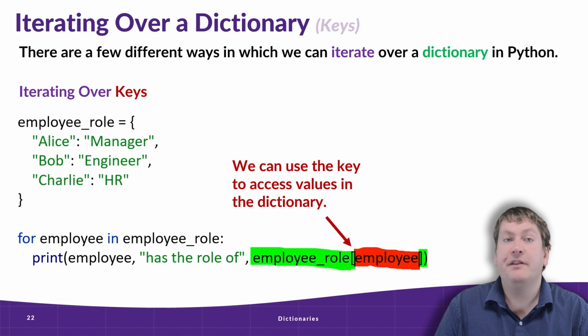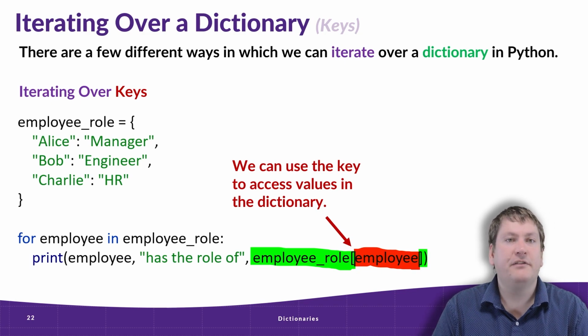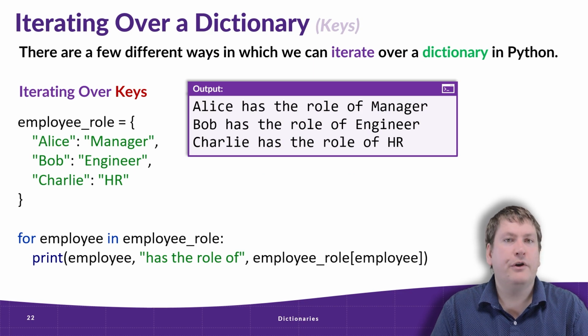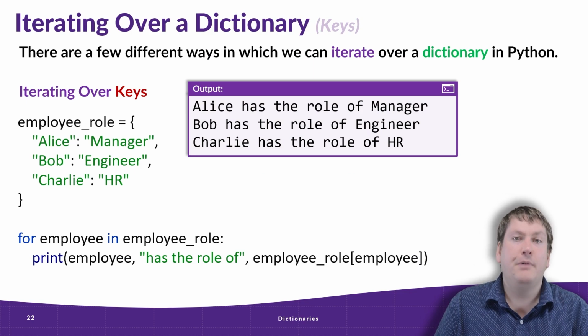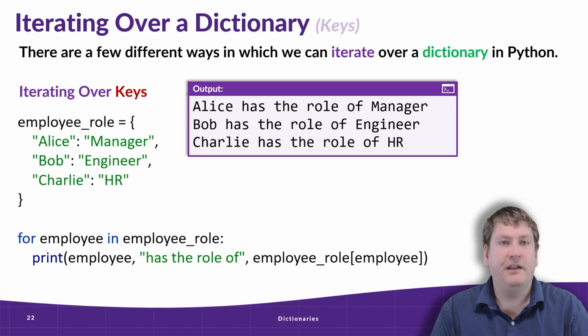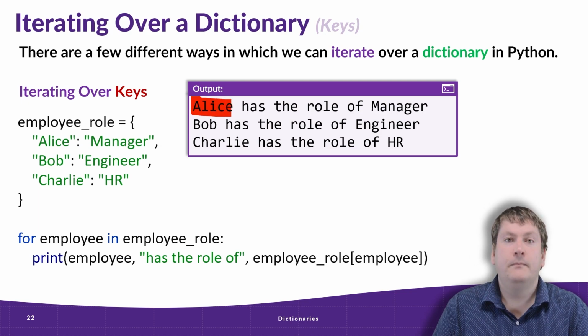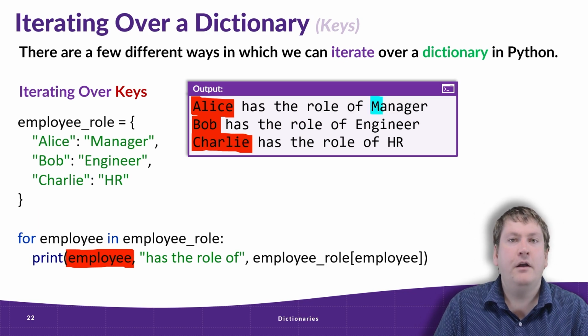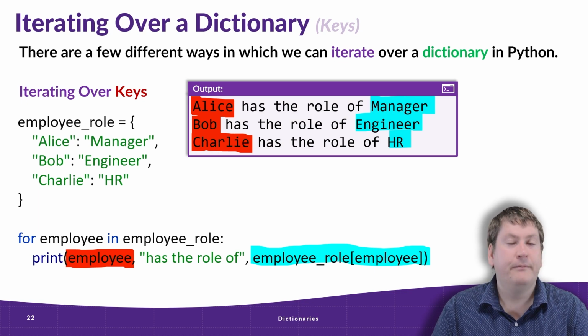So the first time this loop runs, the key that's equal to employee is going to be Alice. So this line that we have highlighted right now is going to look up Alice in the dictionary and return the value manager. So this means when we run this code, we're going to get Alice has the role of manager, Bob has the role of engineer, and Charlie has the role of HR. So if we're looping over the keys for a dictionary, we can easily use that to look up the values in that dictionary. So Alice, Bob, and Charlie are coming from the loop variable employee, whereas manager, engineer, and HR are coming from our lookup of that key value here.